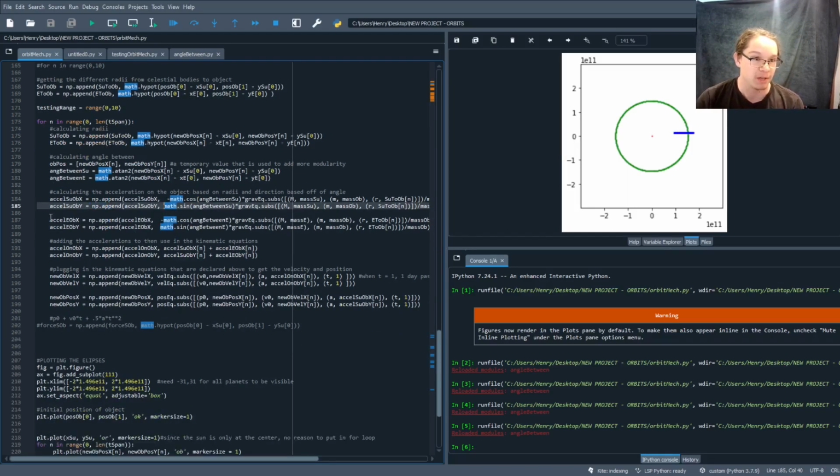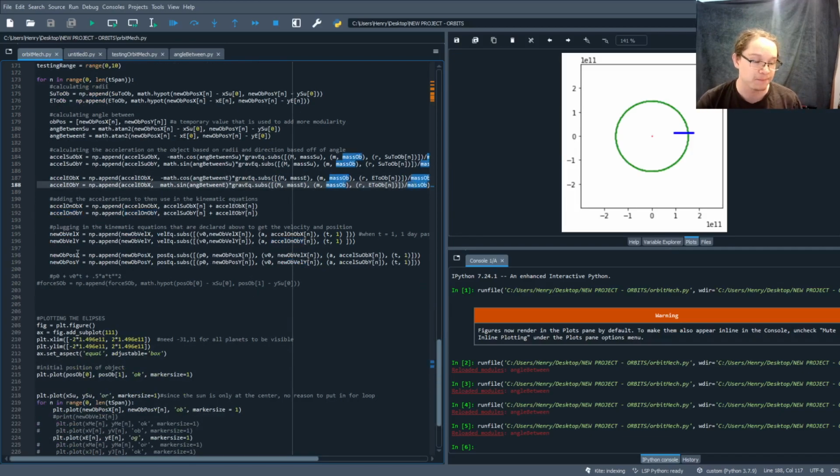Moving on, I did the same thing for the Earth, and then I added those things together in x and y components to find pretty much the general acceleration on the object. This acceleration is found by F equals ma, force equals mass times acceleration. So that's what all of this math here is, the gravitational equation divided by the mass of the object, which is the mass I'm looking at.